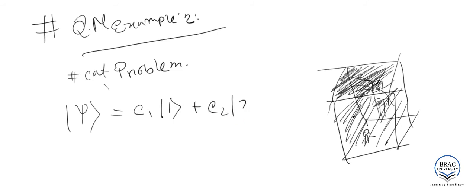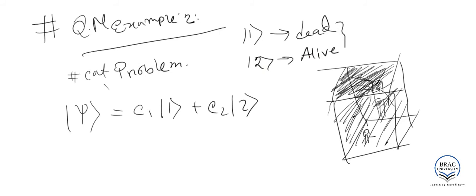And let me explain to you what this means. This C1 will be a probability's square root. That is, C1 will actually give us some probability whether it's dead. So let's call one as dead and the other one, 2, let's call it alive. These are two states. The cat is either dead or alive, or maybe there might be many things more.